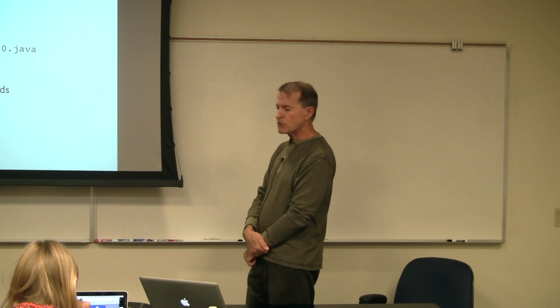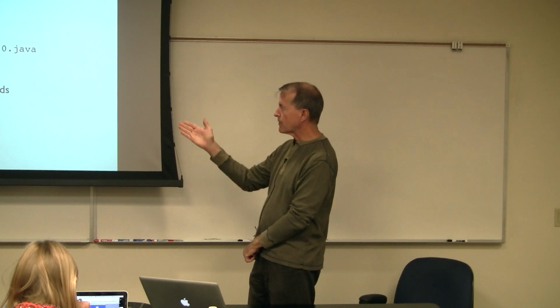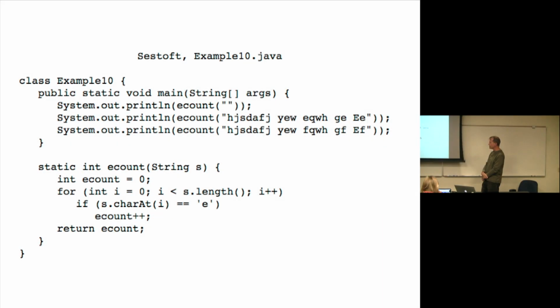All right, so the first one we're going to look at is this one up on the slide, Sestoft example 10.java. He numbers all of his examples, and we're going to take a look at number 10. The thing we want to illustrate here is the Java string type. The Java string type is immutable, which means what? Not changeable. Yeah, it means it can't be changed.